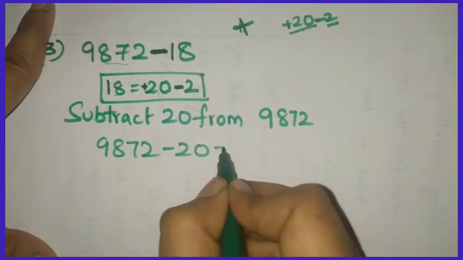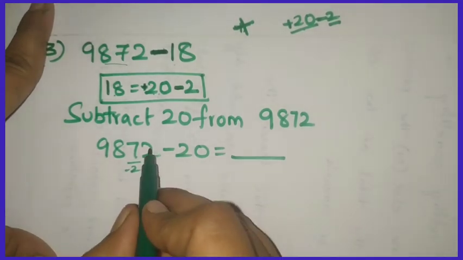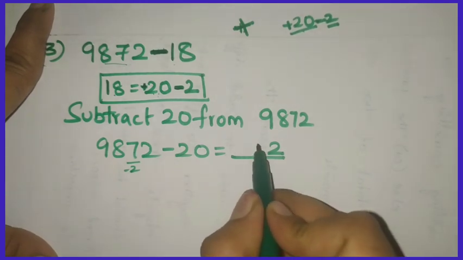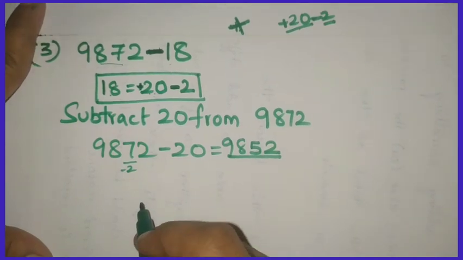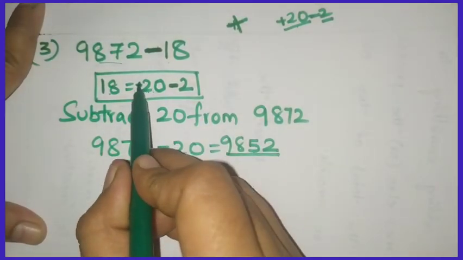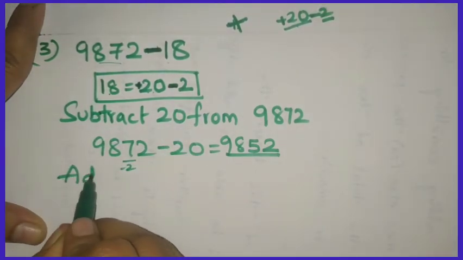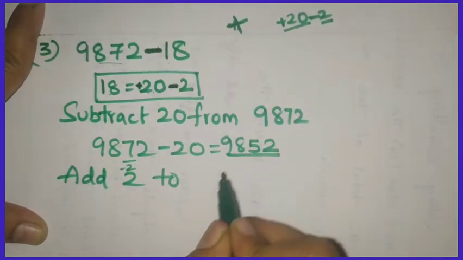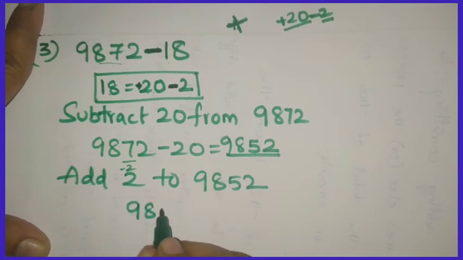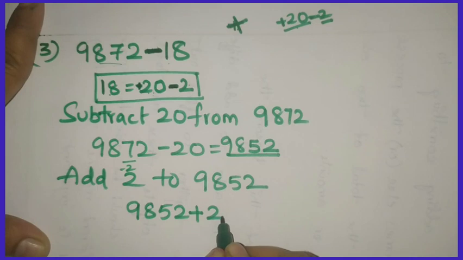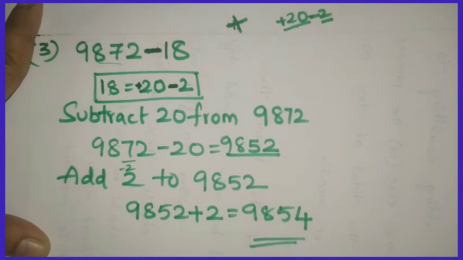9872 minus 20. Yes, very easy. For the tens place we have to subtract 2, and the 2 we write as it is. 7 minus 2 is 5, then 8 and 9, so 9852. Here an addition symbol was given, so we did subtraction. Here a subtraction symbol was given, so we will do addition. Add 2 to 9852. 9852 plus 2 equals 9854 is the answer.